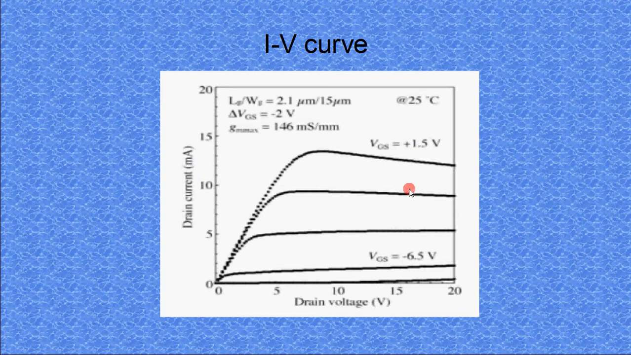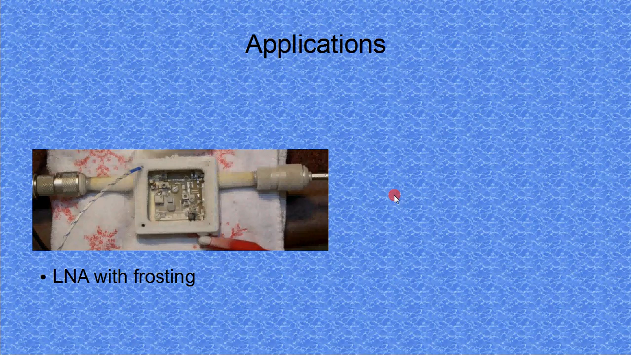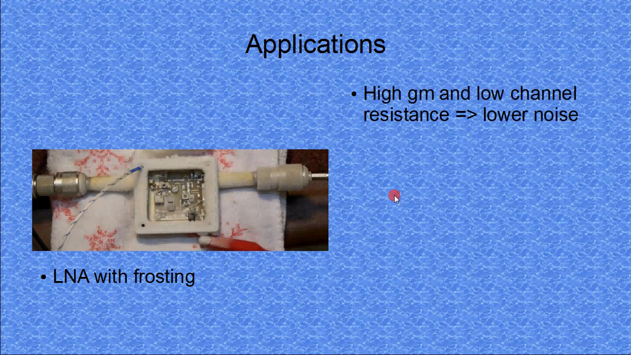Now the applications of HEMT. Because of its high gm and very low channel resistance, it has very low noise capabilities. In any LNA design, high channel resistance and low gm deteriorate your noise figure. So it's abundantly used in low noise amplifiers in a lot of wireless applications, especially in very high speed applications like radar, high speed communications and multi-use radio.